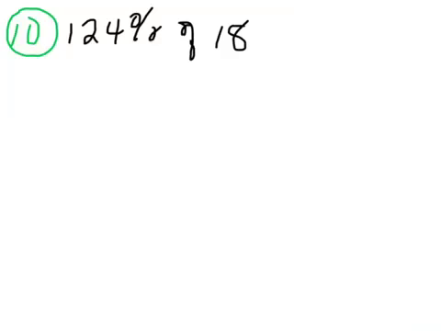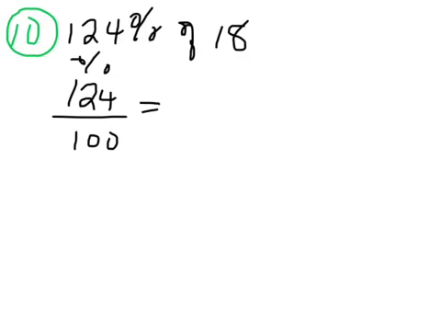Okay, this is still going through some of the percent problems we have. 124% of 18. Now I'm going to solve this with the ratio method. 124% means put 124 over 100. Remember, that's just our percentage fraction. Now we need our number fraction, and both of these are listed as part to whole.